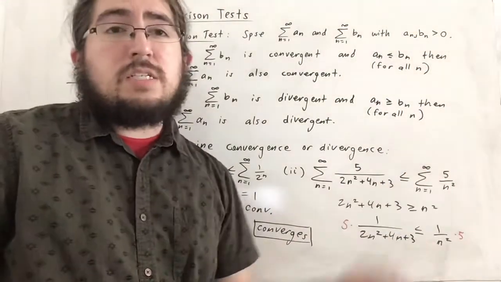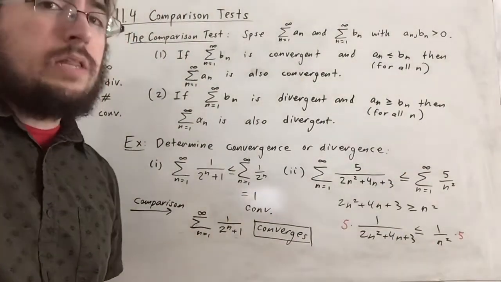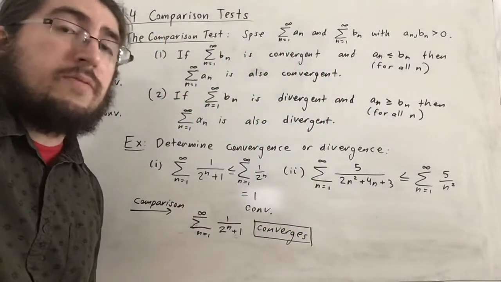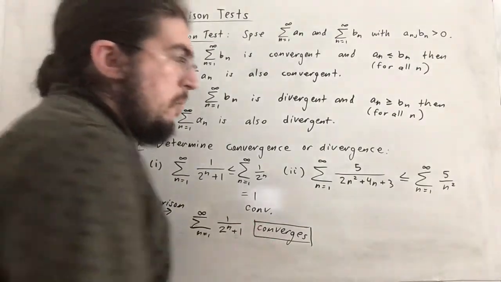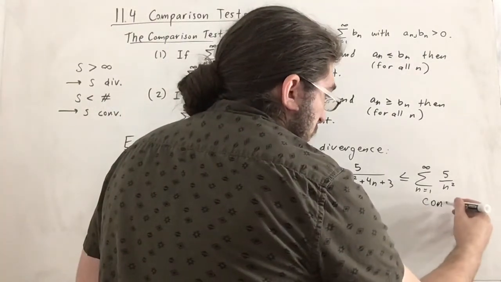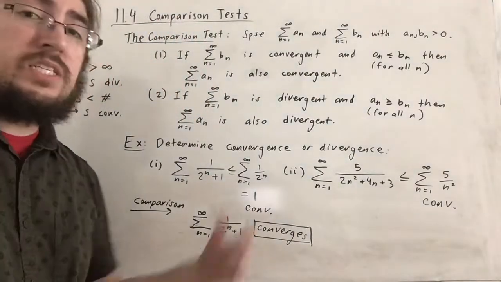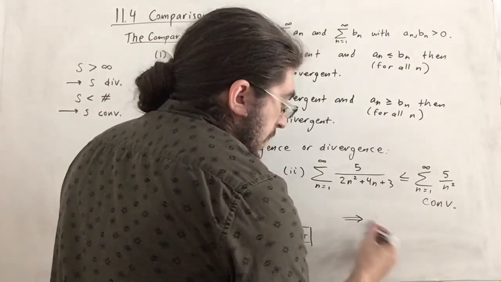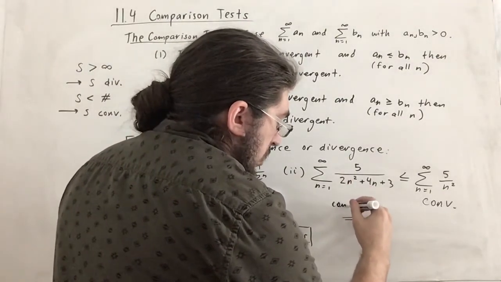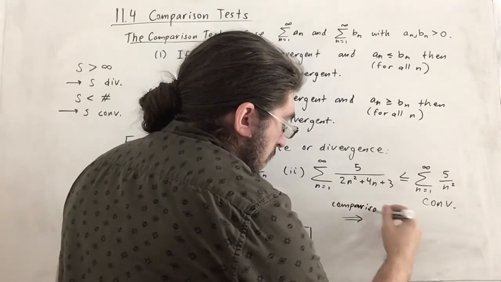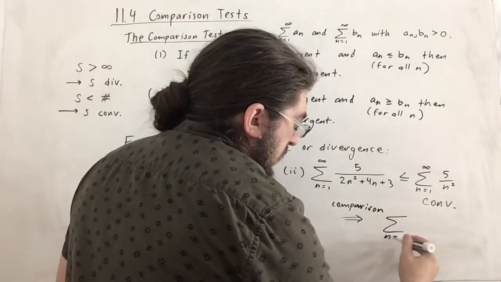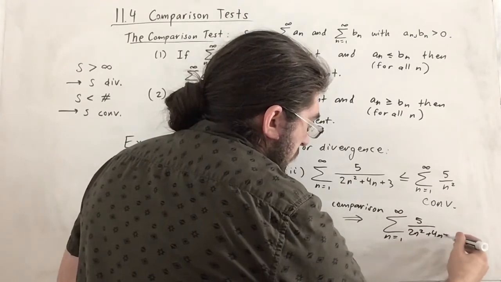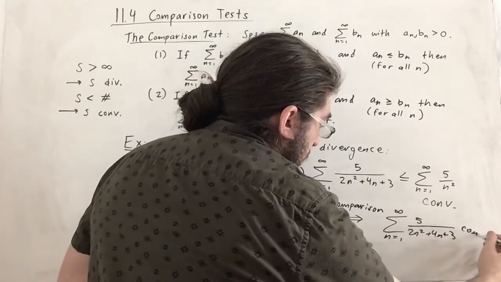And this converges by p-series. Now again, we don't really know what it converges to. All we know is that it converges. Unlike over here, we actually knew that it converged to 1. But for comparison, we don't care what it converges to, just as long as it's convergent. Good. So we have a series that is less than a convergent series. So that means that series must be convergent because all the terms are positive, of course. So by comparison, our series from n equals 1 to infinity of 5 over 2n squared plus 4n plus 3, you get the idea, converges.